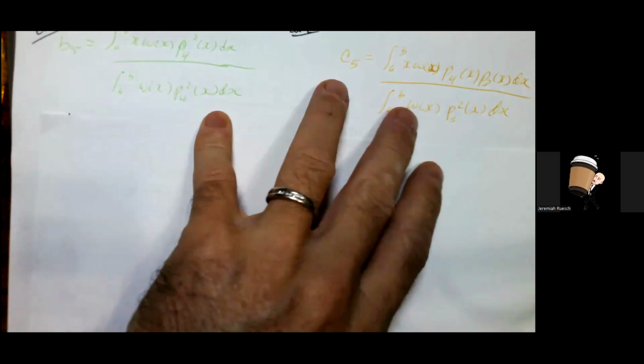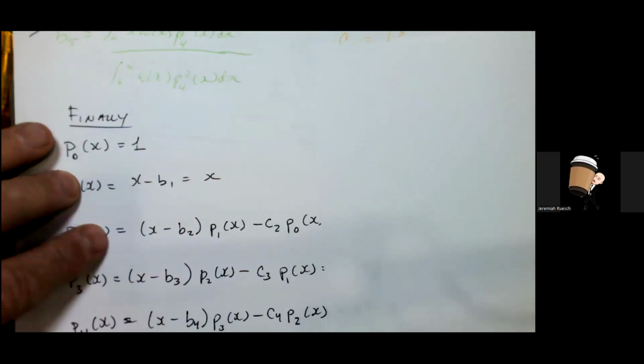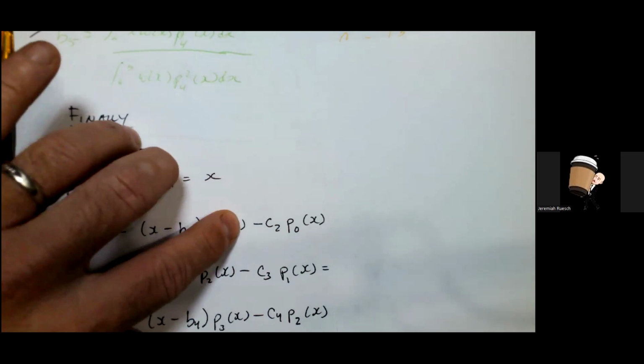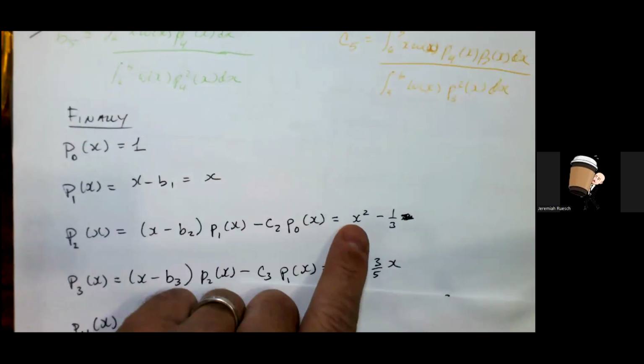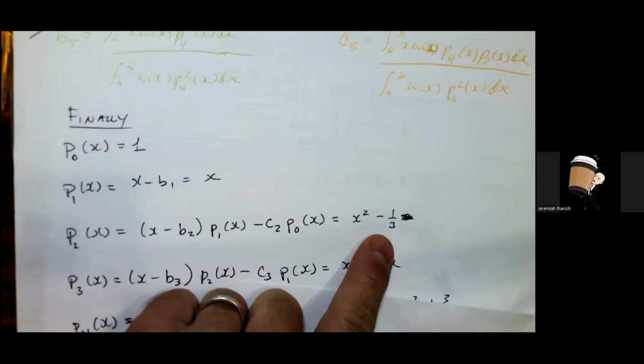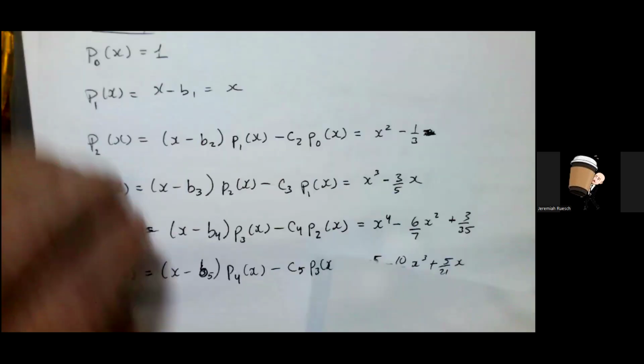And then you may wonder, how do you build these p functions? What are those? Those polynomials are of the form which were given in the theorem. So p0 is 1, p1 is x minus b1, which in our case would turn out to be just x. p2 is x minus b2 times p1(x) minus c2 times p0(x), and that turned out to be x squared minus 1/3. I wanted to write an x there, and that was my mistake. It was not an x.